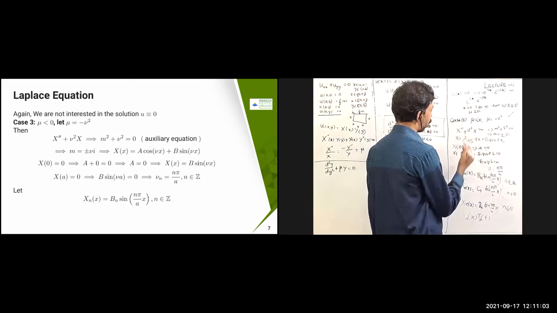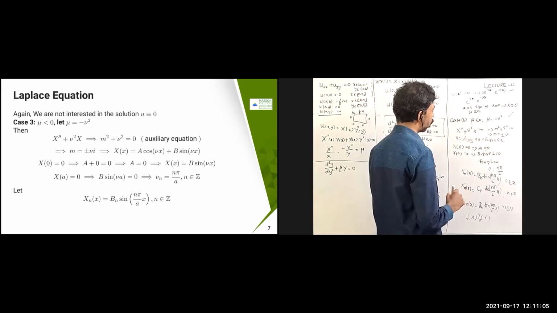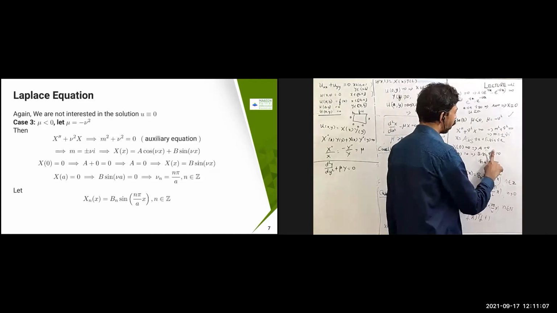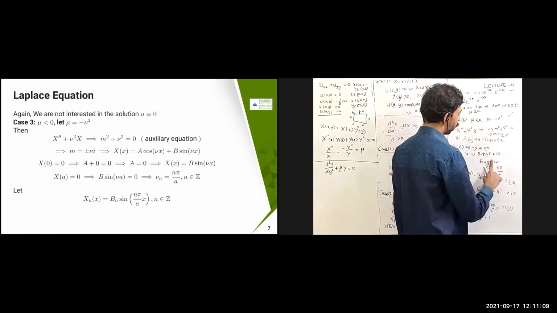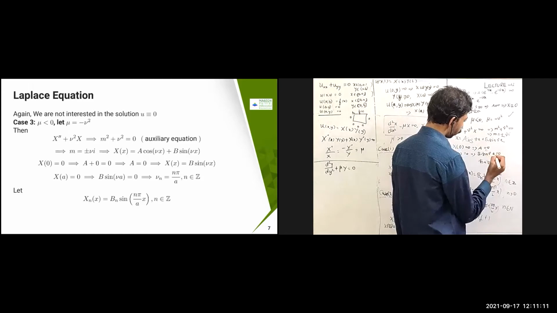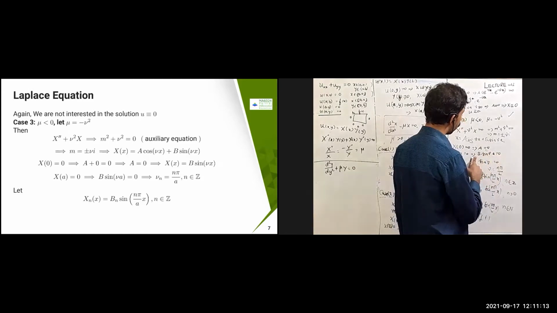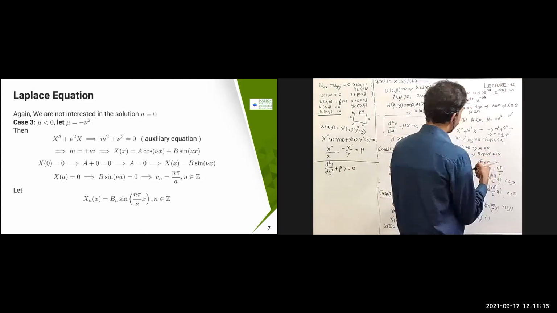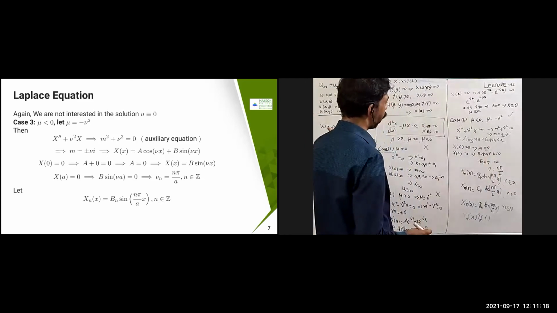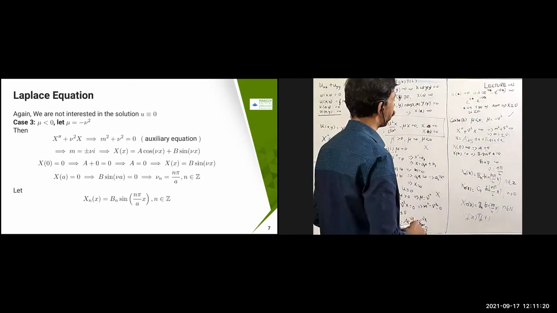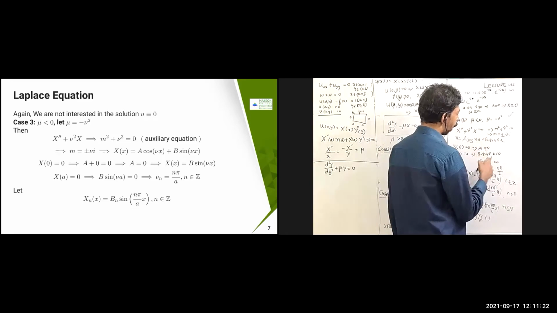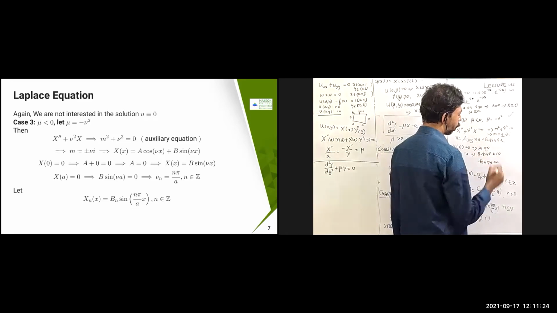Therefore, now the next one, x of a equal to 0. x of a equal to 0 means you are going to get sin mu a equal to 0. That means either b equal to 0 or sin mu a equal to 0. If b equal to 0, again I am not going to get any solution. So I am going to assume b not equal to 0. So in this case, the other possibility is that sin mu a can be 0, if mu is equal to n pi by a.